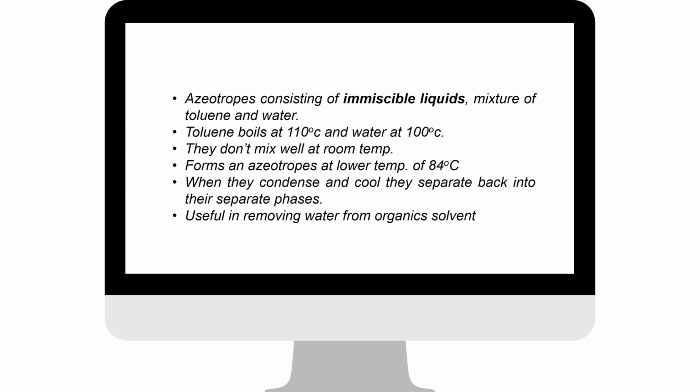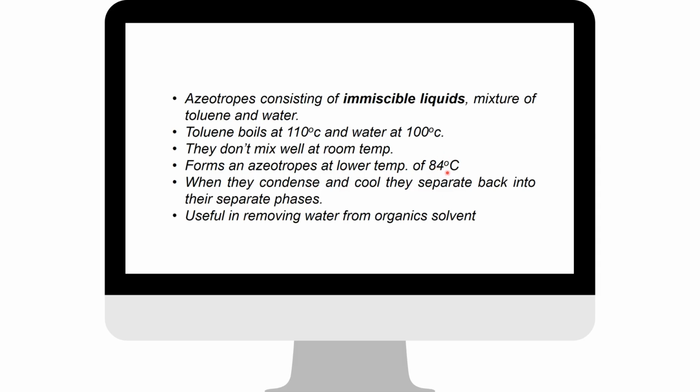Students, in the previous slide we saw the general aspects of the azeotrope. Now in our case, we are going to see the Dean-Stark method and the liquids that we are going to use. The azeotrope consists of immiscible liquids, toluene and water. Toluene has a boiling point of 110 degrees Celsius, and water has a boiling point of 100 degrees Celsius. They do not mix well at room temperature, that's why they are immiscible. But once they form an azeotrope, they can boil at a lower temperature, 84 degrees Celsius.